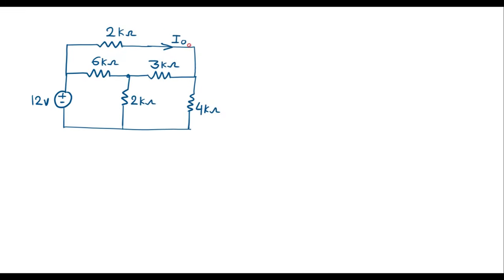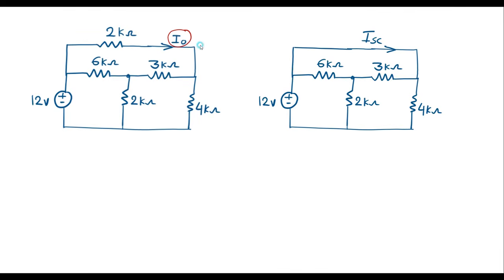So this is the given circuit. We are supposed to calculate this I0. In Norton's theorem, the branch in which current is being calculated is supposed to be short circuited. Now I will remove this 2 kilo ohm from the circuit and I will short this circuit. So the circuit looks like this. The current through this shorted path is represented as ISC.